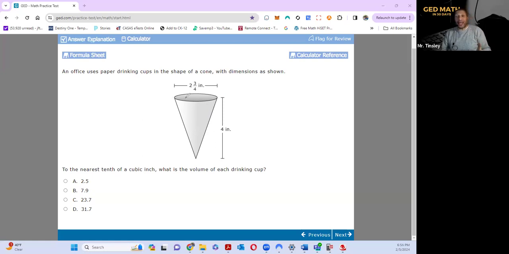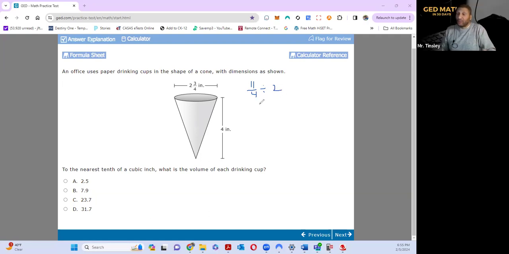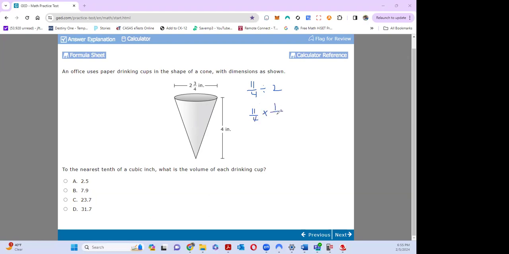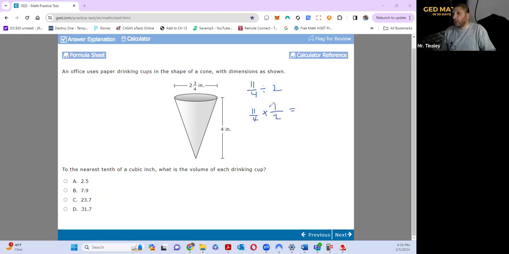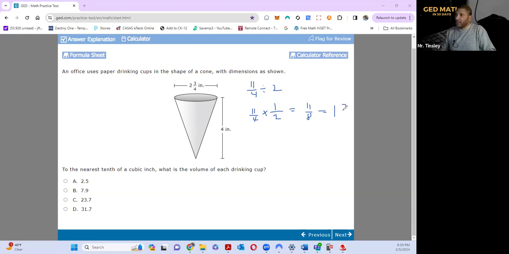What you've got to realize is, oh, this is easy. Because this is how you would do it the long way. You would say, okay, 4 times 2 is 8 plus 3 is 11 over 4, right? Divided by 2. Well, division of fractions is you multiply and you flip. 11 over 4 times 1 over 2. Multiply across, you get 11 over 8. 8 going into 11 one time, you've got 3 left.